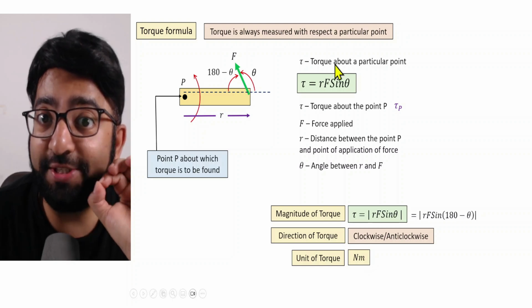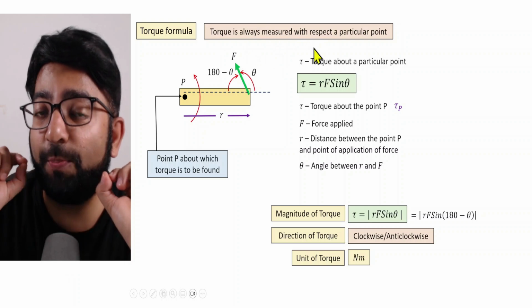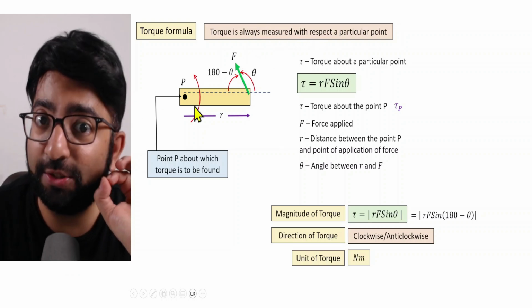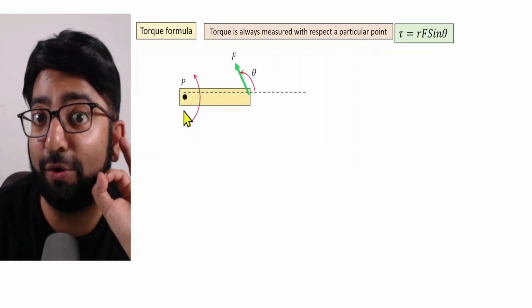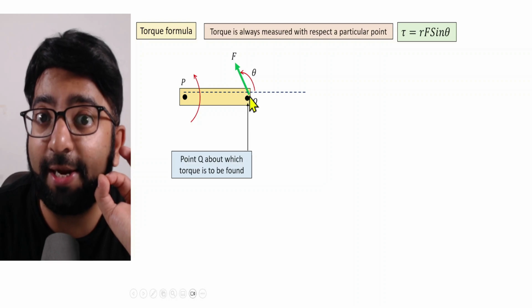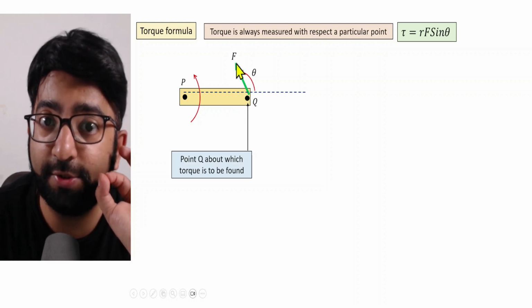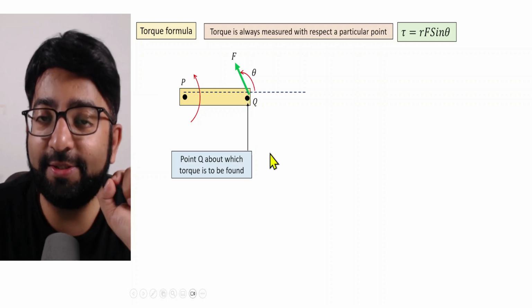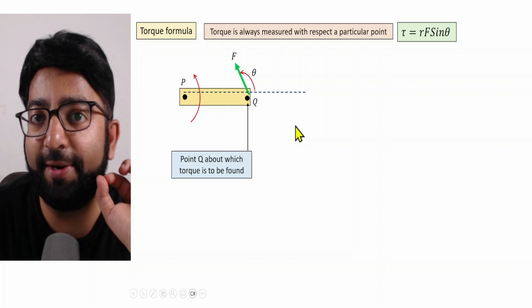Now, back to the most important point. Remember, torque is always measured with respect to a particular point. In this situation, we had found the torque about the point P. So let us try to change the point. Instead of the point P, let's consider the rightmost end. The rightmost end is point Q, through which the force is passing. So in this case, we are going to find the torque of the same force but about this point Q.